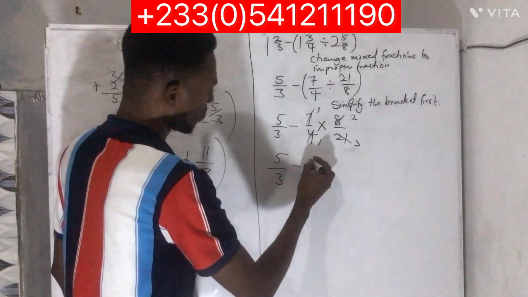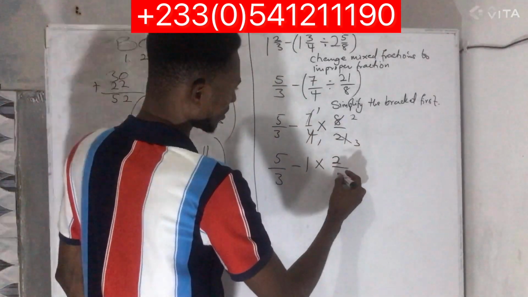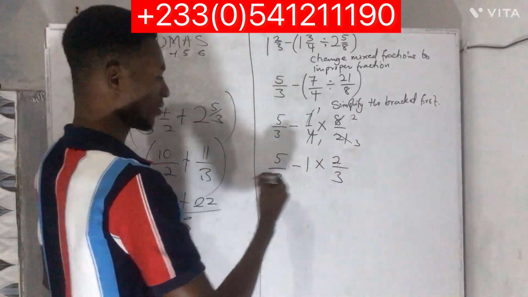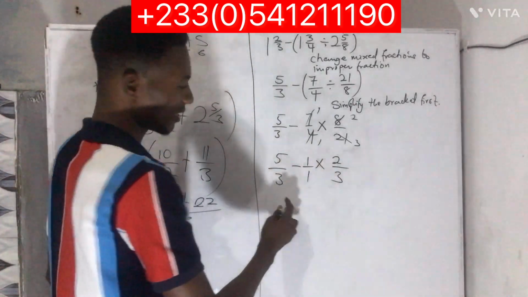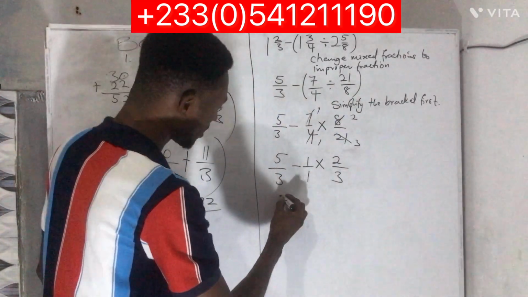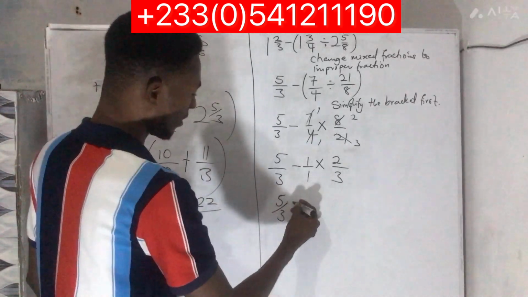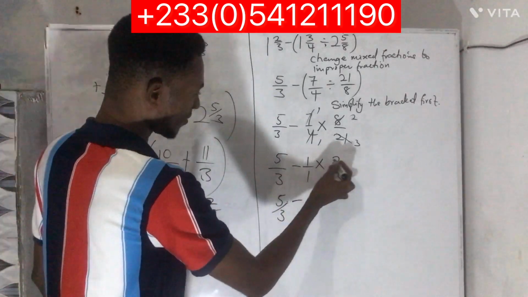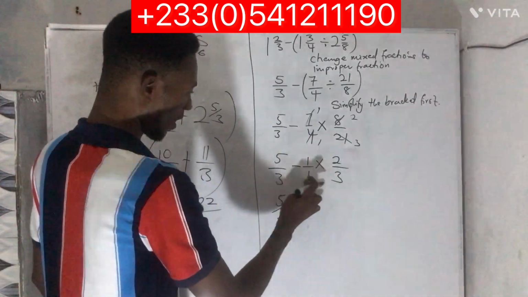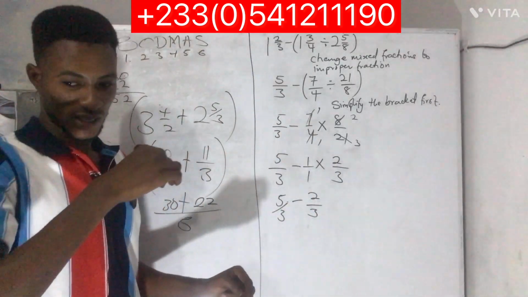All right. So we have 1 times 2 over 3. So you might get something like this. Do you understand? Now you can now multiply direct. So we still have what? 5/3 minus 1 times 2 is what? 2. 1 times 3 is what? 3. Good. So now what do you have to do?